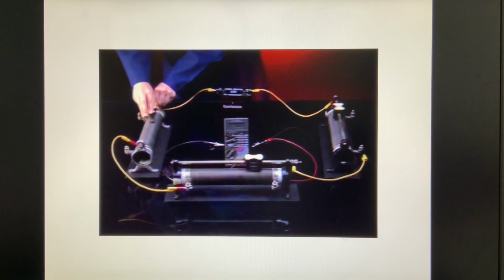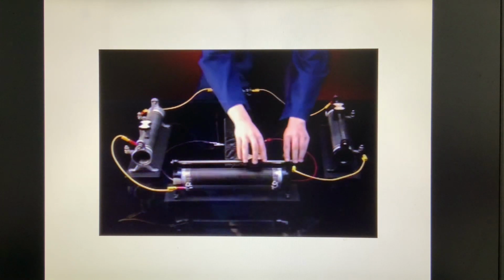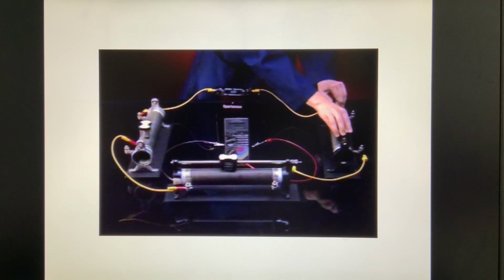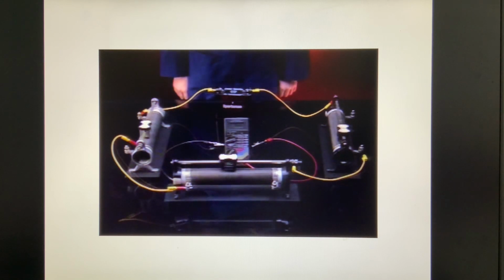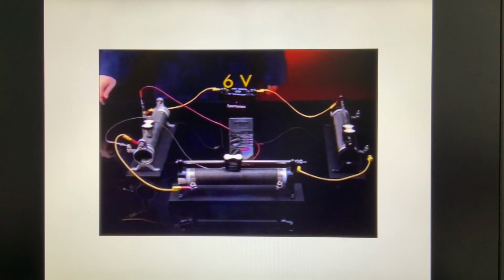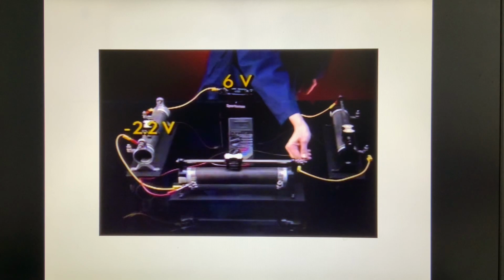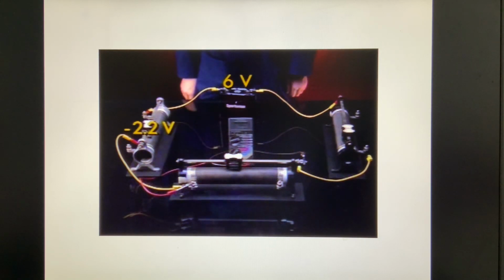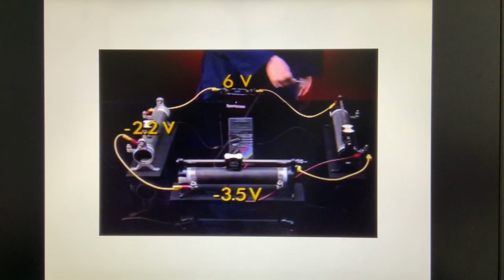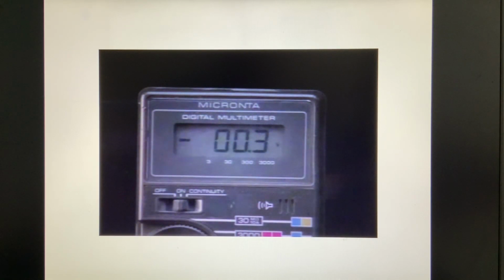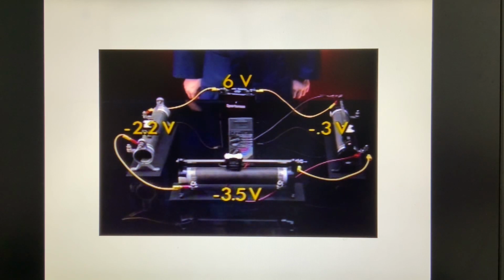Now we'll change the resistors and repeat the process. The first resistor now has a voltage drop of minus 2.2 volts. The second, minus 3.5 volts, and the third, minus 0.3 volts. The sum of the three voltage drops is again the opposite of the applied voltage.